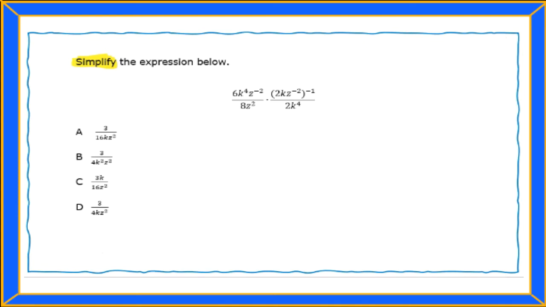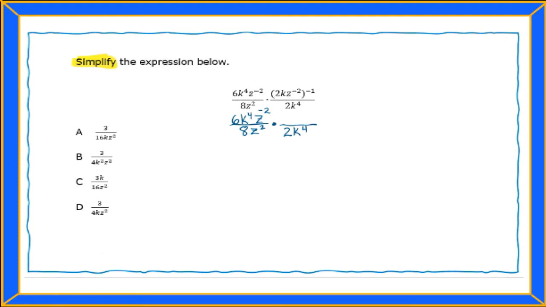So the first thing I want to do is take care of the -1. Is that correct? So I'm going to go ahead and write down everything else. So it's going to be 6k to the 4th power z to the -2nd power over 8 z to the 2nd power times, and I'm going to go ahead and work on that numerator. Now the denominator, I'm going to leave it as it is. Are we clear?